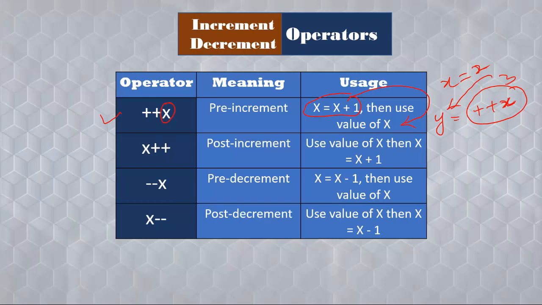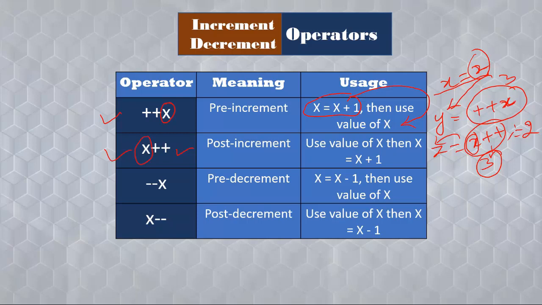And similarly we have the post-increment operator. The post-increment operator is similar to pre-increment with the difference that it uses the value of x first in the expression and then increments the value of this x. So in the previous case, if we have x equal to 2 and then we perform this operation, z equal to x plus plus, this time first the value of x will be assigned to z, which is previously 2. The z will have the value 2. Then this x will be incremented by 1 and its new value will be 2 plus 1 is 3.